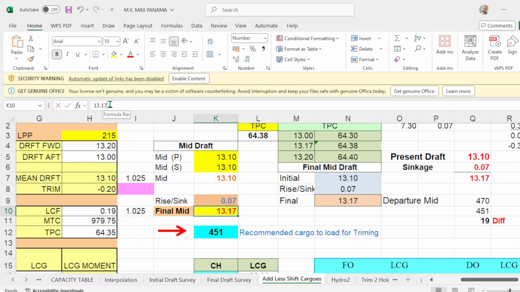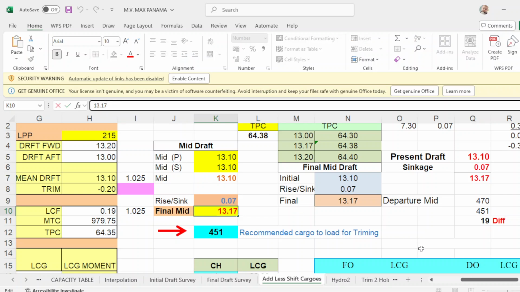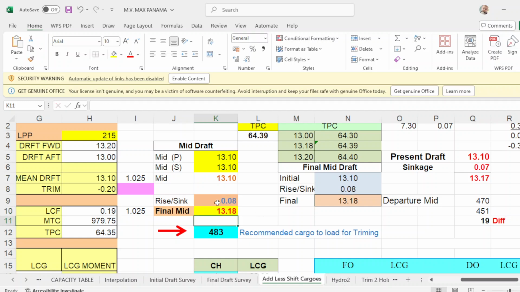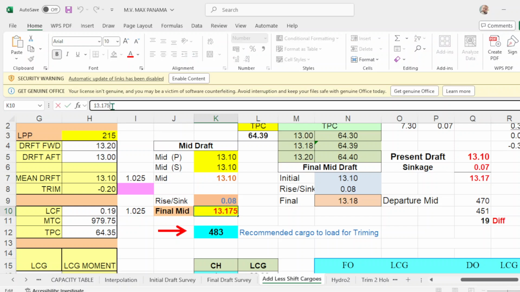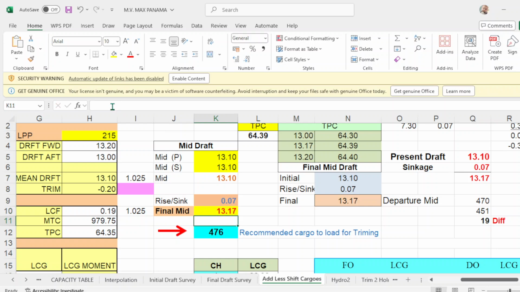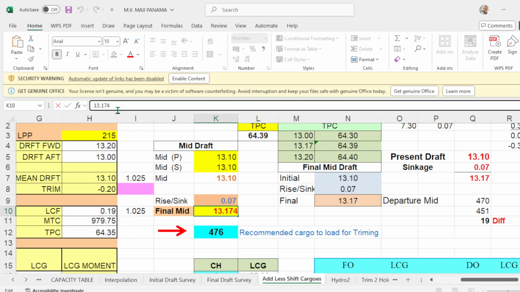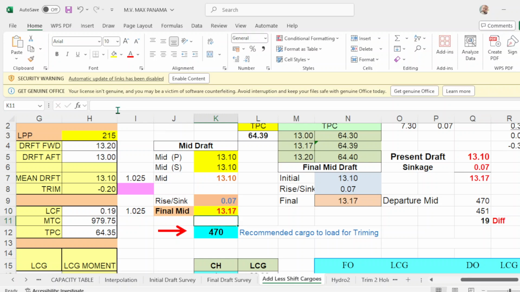So to adjust this value to make it 470, you click this one and you put, let's say, make it 75. It's too much, you make it 74, 6 tons more. Okay, make it 73, then you have 470. Just a matter of adjusting the final mid drop. You put additional figures here so that you will have 470.